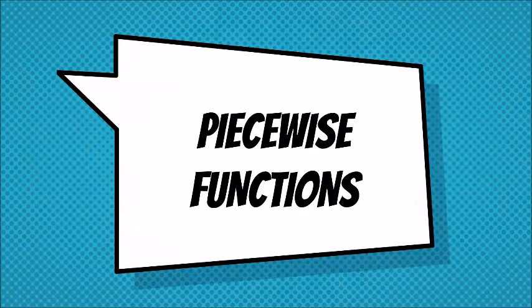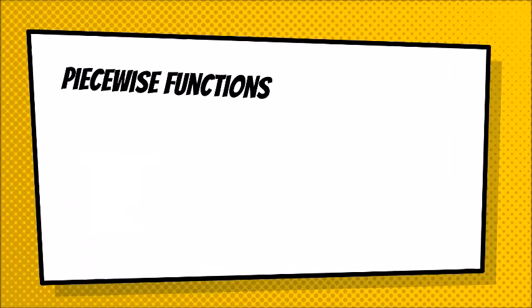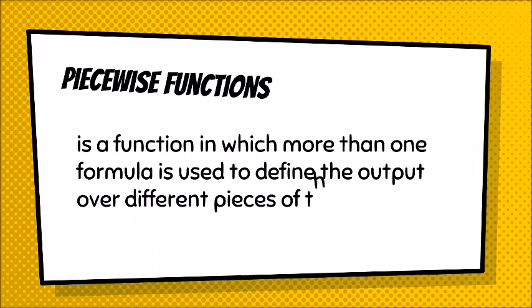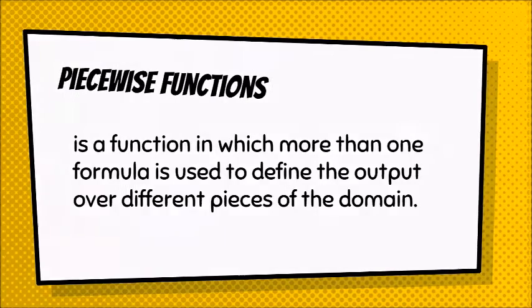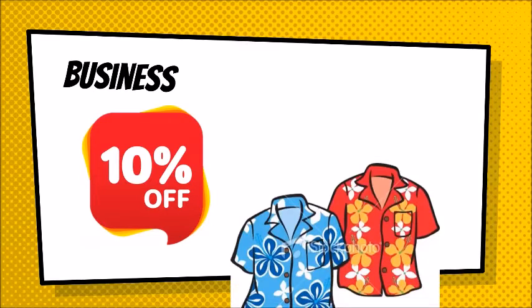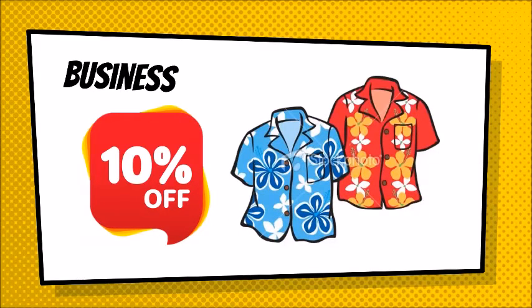What is a piecewise function? A piecewise function is a function in which more than one formula is used to define the output over different pieces of the domain. We use piecewise functions to describe situations in which a rule or relationship changes as the input value crosses certain boundaries. For example, we often encounter situations in business for which the cost per piece of a certain item is discounted once the number ordered exceeds a certain value.